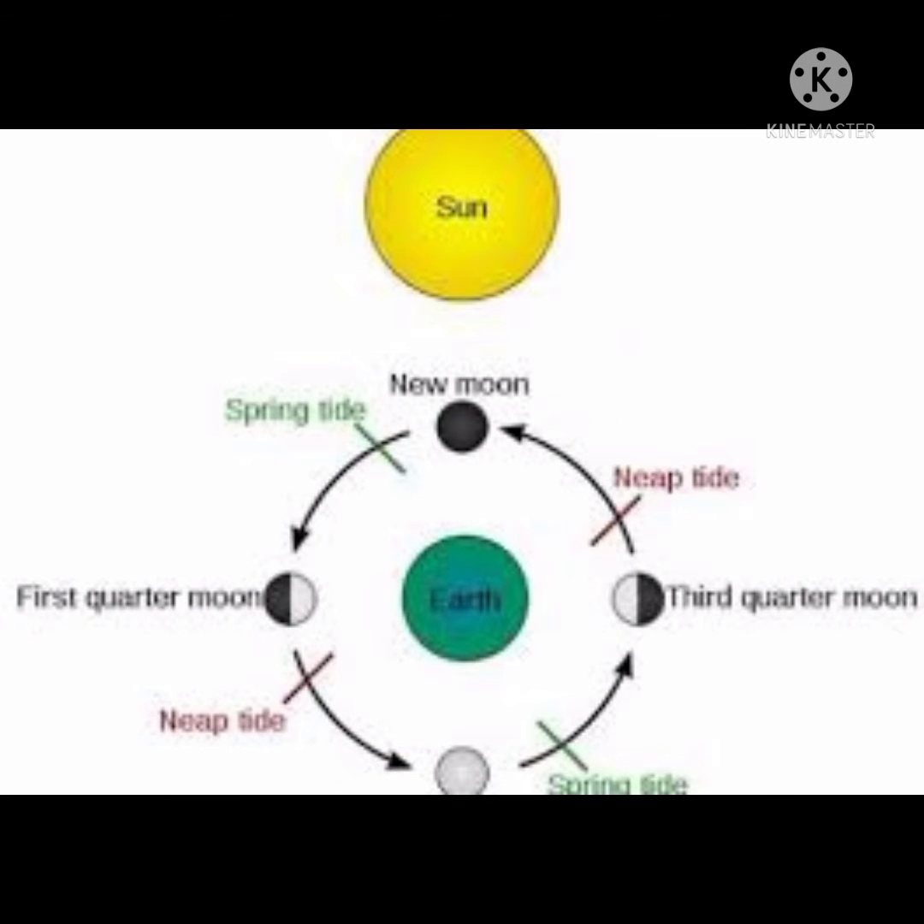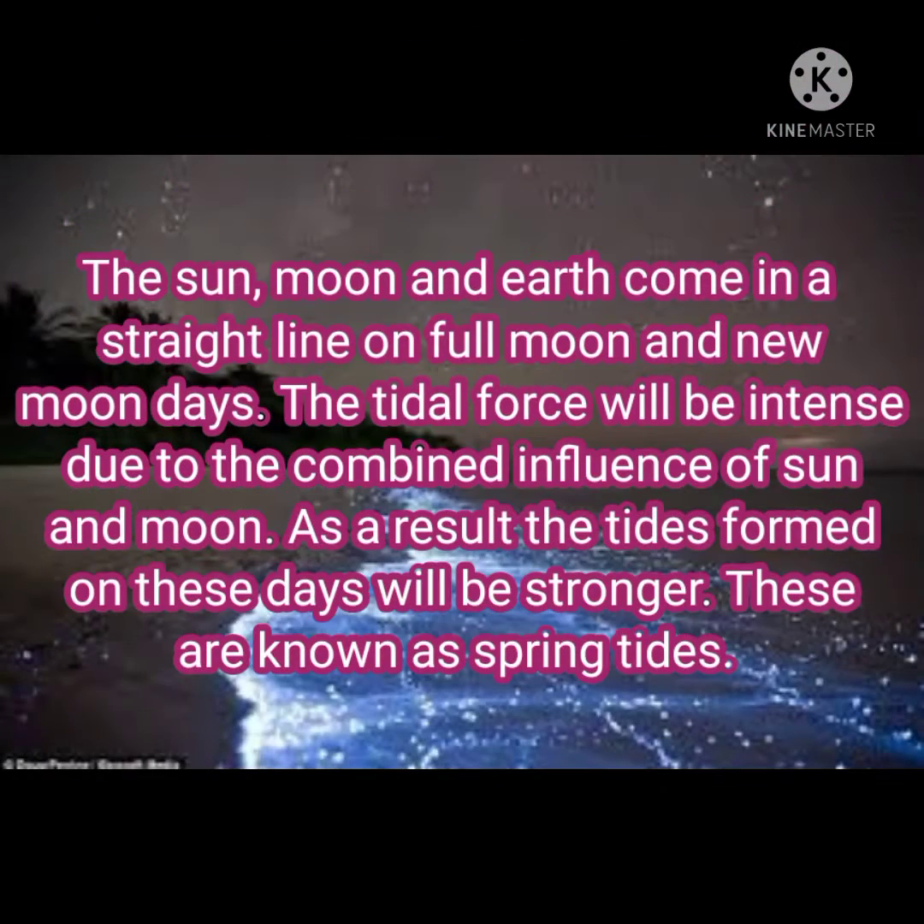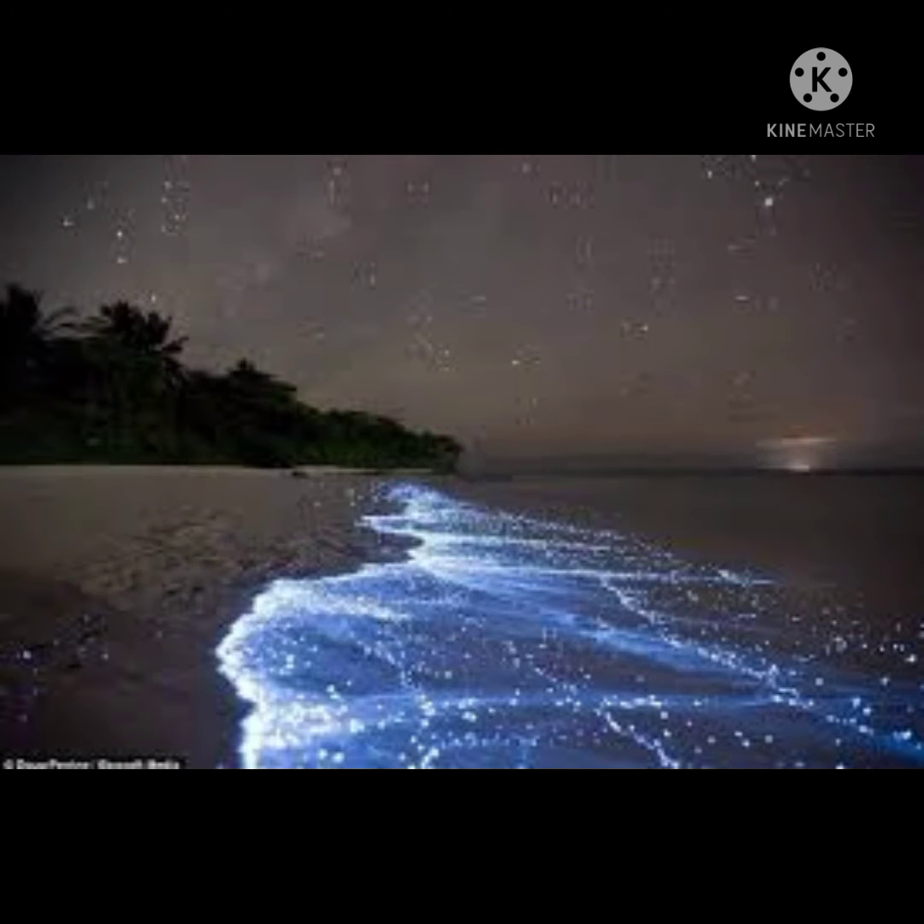What is spring tide and neap tide? Spring tide. The sun, moon and earth come in a straight line on full moon and new moon days. The tidal force will be intense due to the combined influence of sun and moon. As a result, the tides formed on these days will be stronger. These are known as spring tides.